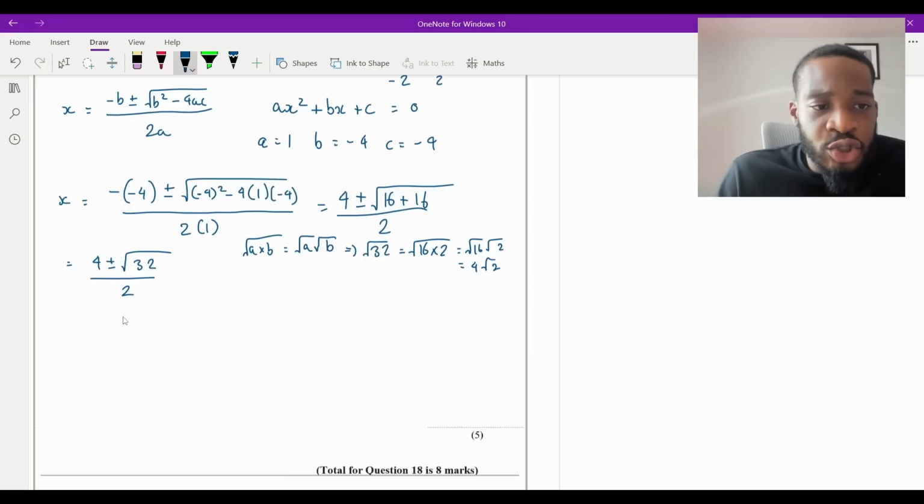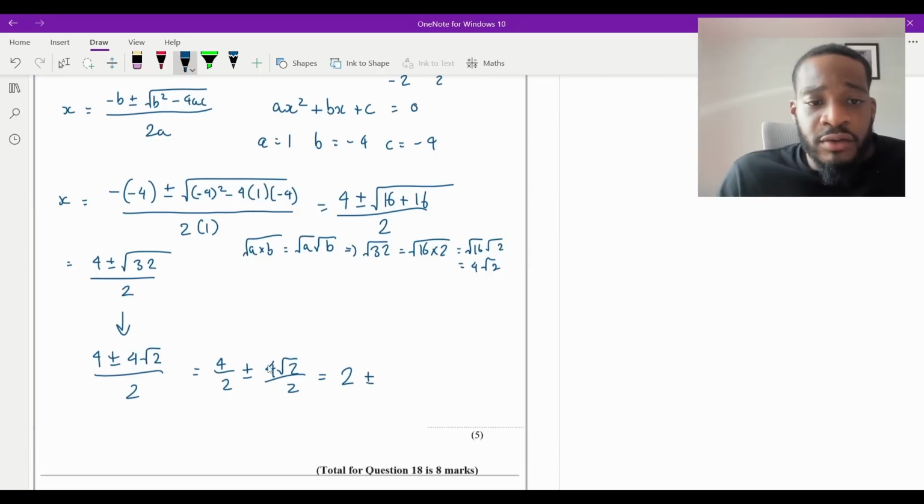So with that being said, it's going to be 4 plus or minus 4 root 2 over 2. And then now we're here. We've got a fraction. We can just literally separate them. 4 over 2 plus or minus 4 root 2 over 2. 4 divided by 2 is 2. Plus or minus 4 divided by 2 again is 2, so it's actually 2 root 2. So therefore, the answer is 2 plus or minus 2 root 2. And A and B are both equal to 2. So that will go there.